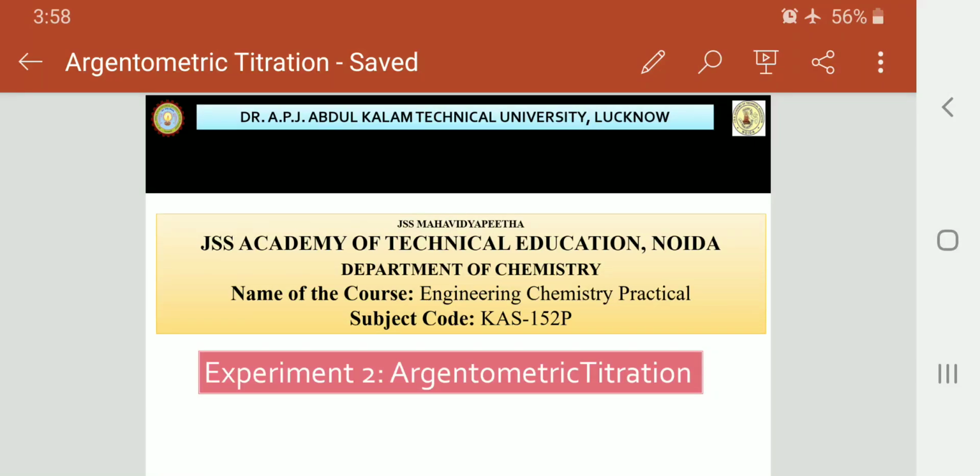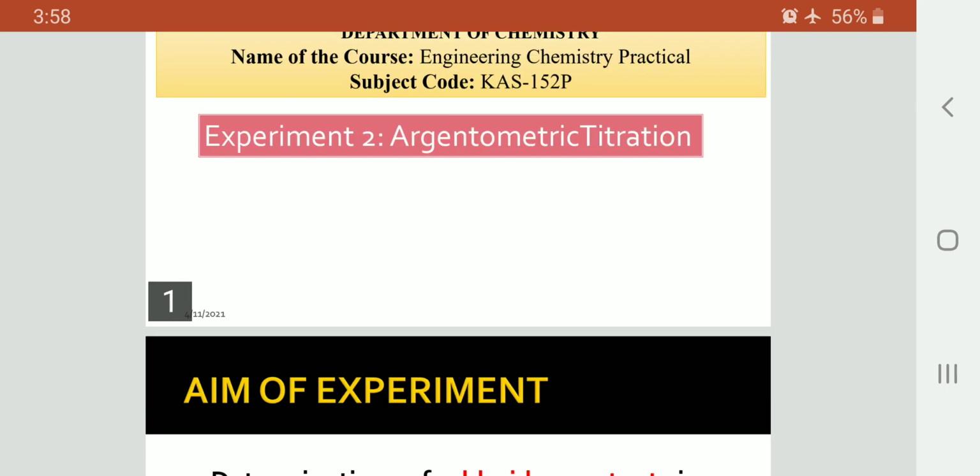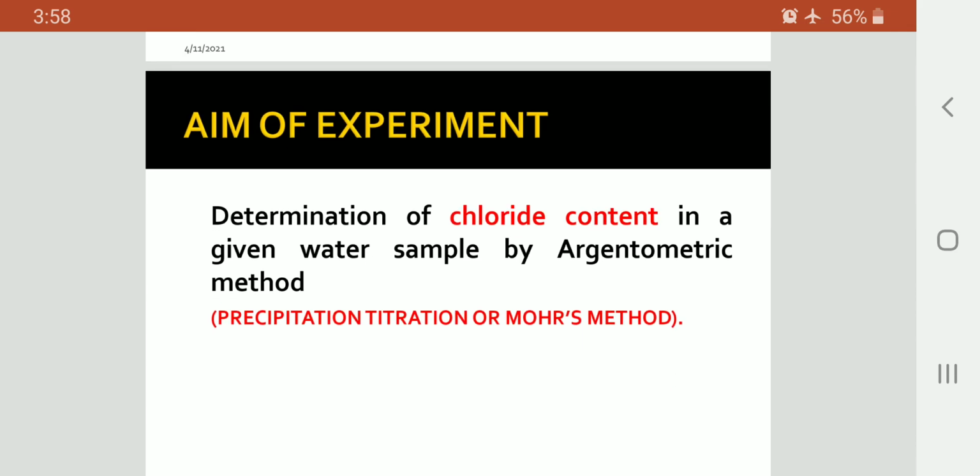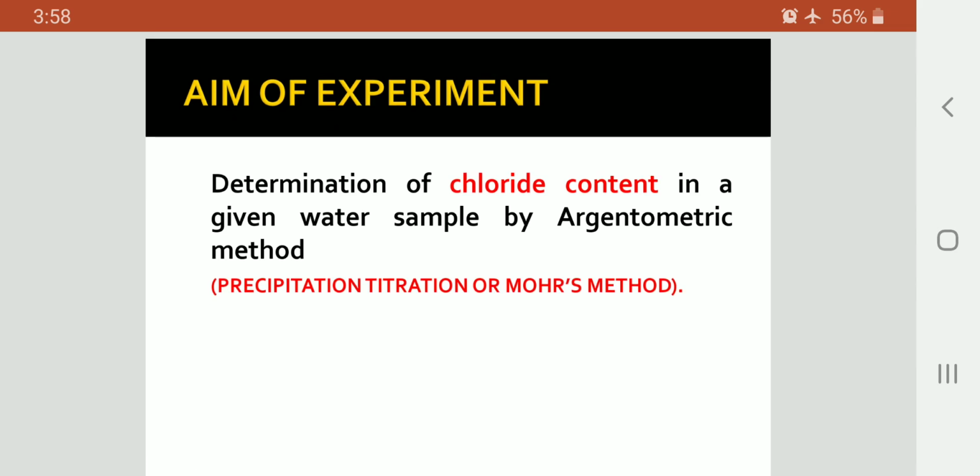Students, today we are going to perform our first experiment, that is an Argentometric titration, and the aim of the experiment is to determine the chloride content in a given water sample by Argentometric titration. So what we are going to look at here is chloride content.